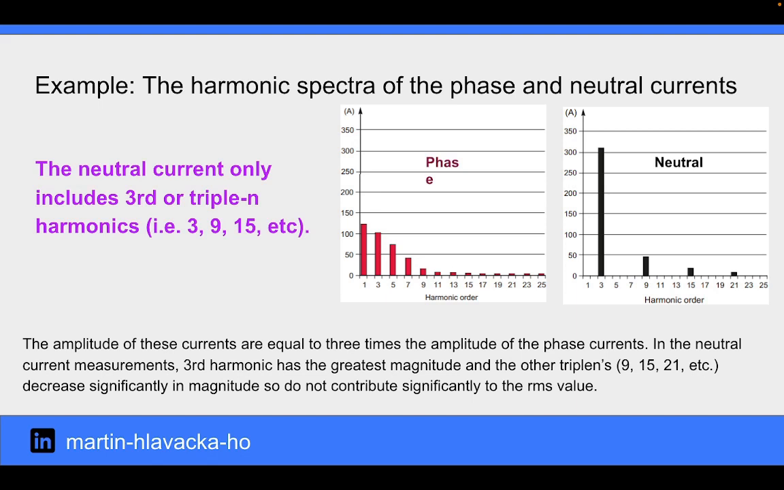On the right, we can see the harmonic spectra of the phase and neutral currents. It can be seen that the neutral current only includes third or triple harmonics. The amplitude of these currents is equal to 3 times the amplitude of the phase currents. In neutral current measurements, the third harmonic has the largest magnitude and the other triples decrease significantly in magnitude, so they do not contribute significantly to the RMS value.